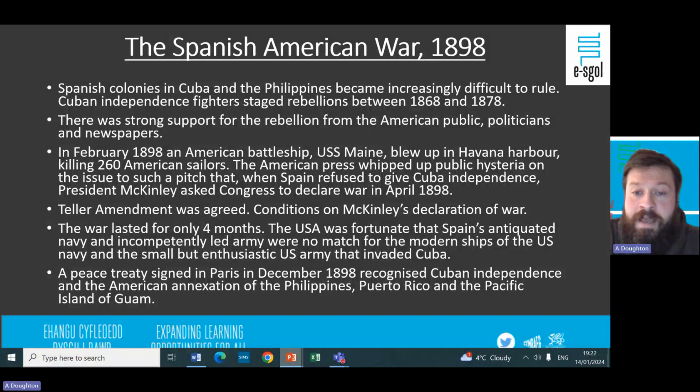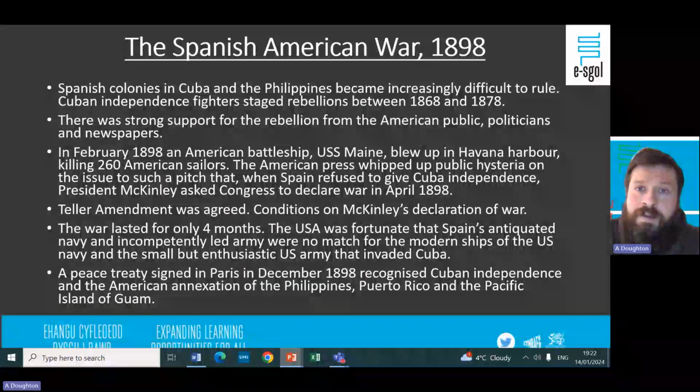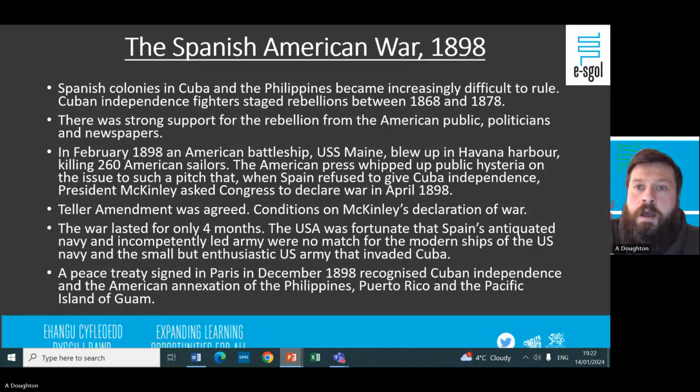The peace treaty at the end actually gave America control of the Philippines, Guam, and Puerto Rico. So that is clearly imperialist. Even if they got in there for good reasons, some moral reasons, it is still imperialist by what they've gained from it.